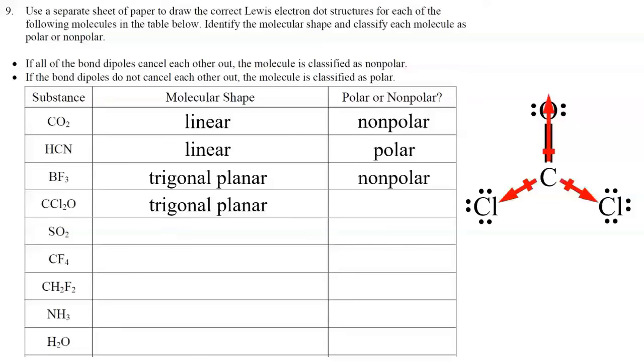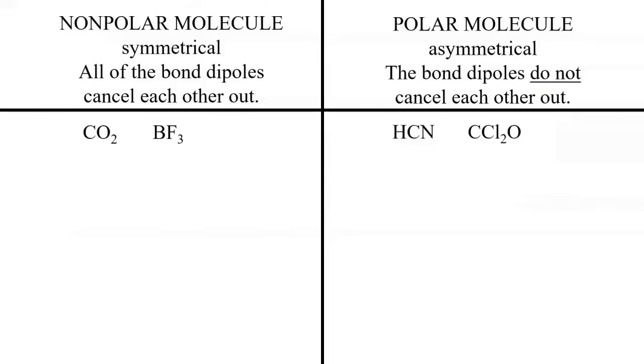So the atoms are not the same. There is a bond dipole between the carbon and the oxygen, and there are bond dipoles between the carbon and the chlorine atoms, but they're not the same magnitude all the way around. So these bond dipoles do not cancel each other out because they have different magnitudes. The carbon-chlorine bond has a different bond dipole than the carbon-oxygen bond. So because of asymmetry, this is classified as a polar molecule because the bond dipoles do not cancel each other out.